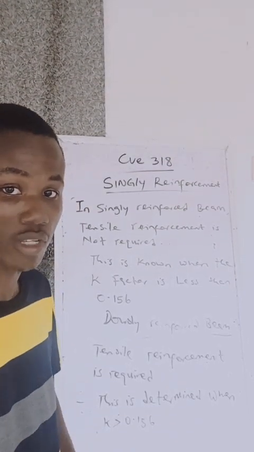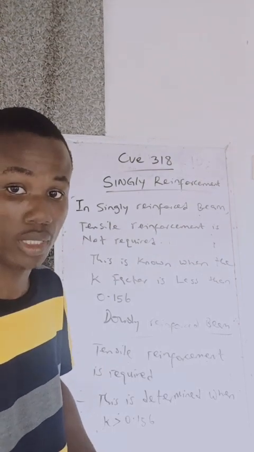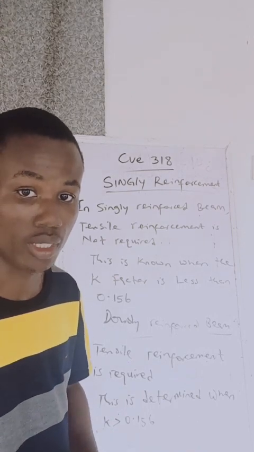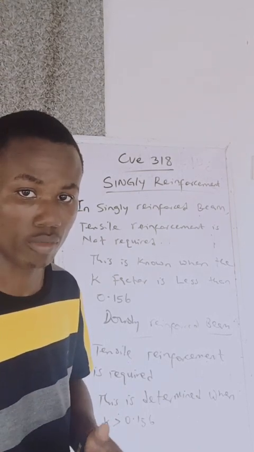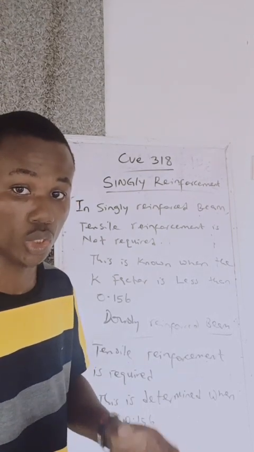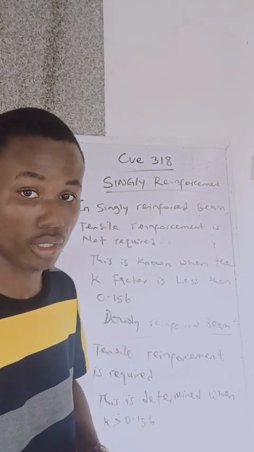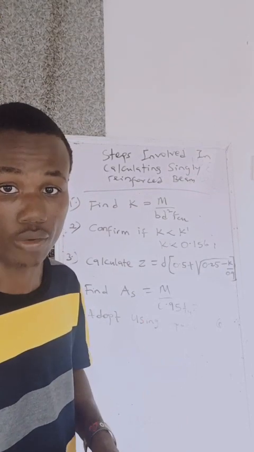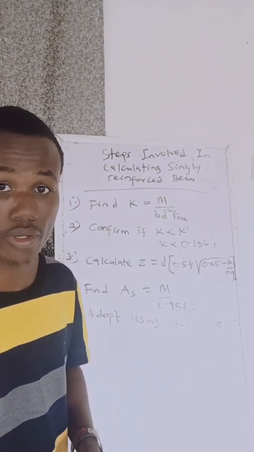So we're going to pick this one after the other. We're going to start with the singly reinforced beam, and then I'm going to tell you the steps involved in calculating it before we proceed to the doubly reinforced beam, because this is the foundational knowledge you need to know before you proceed further. So these are the steps involved in calculating a singly reinforced beam.